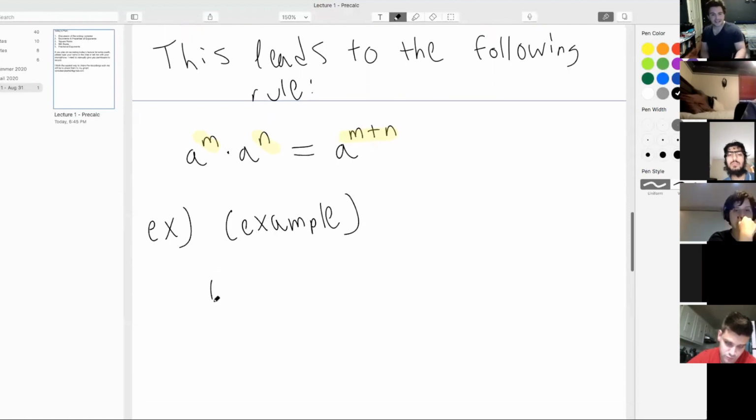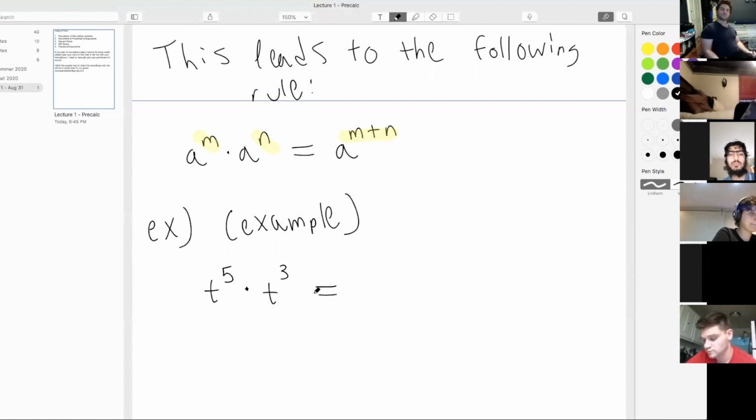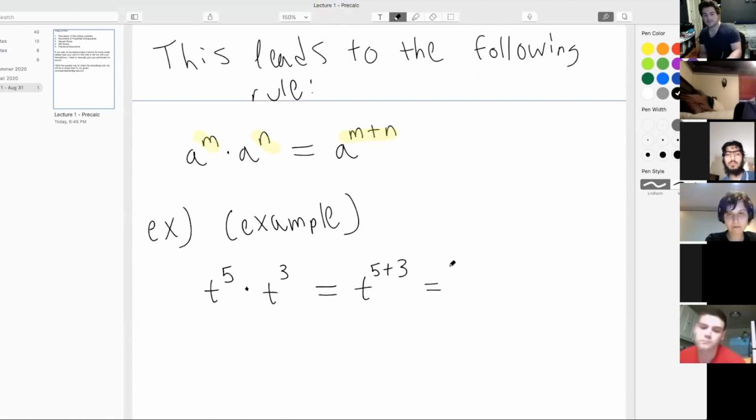So let's look at t to the 5th multiplied by t to the 3rd. Okay, so product rule tells us that I should add these exponents. I should do t to the 5 plus 3. Okay, that's what the product rule tells us. I add the exponents, and 5 plus 3 is 8. So this is just t to the 8th, right?